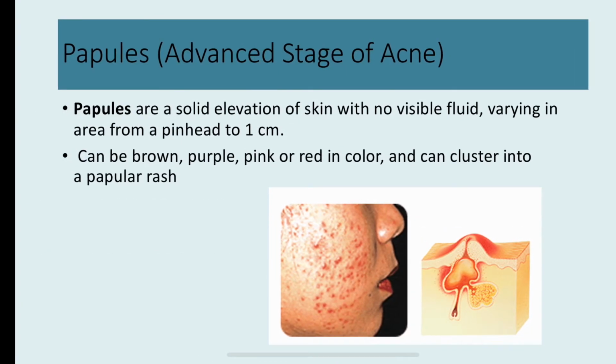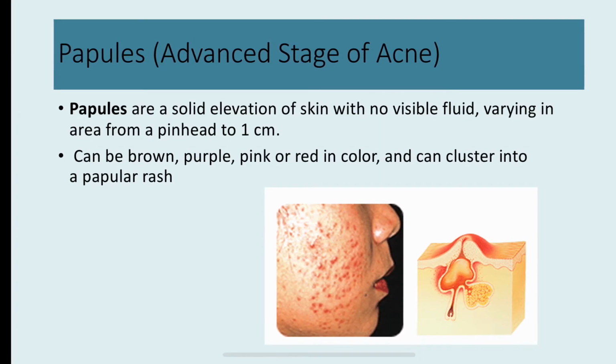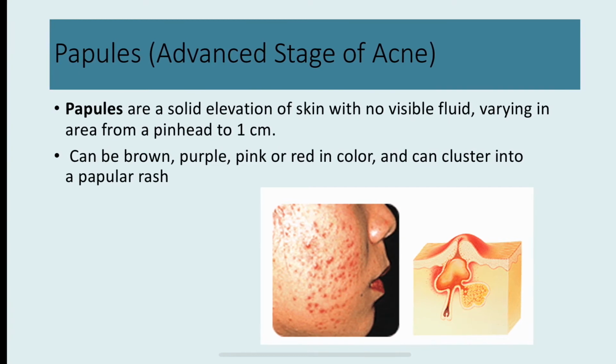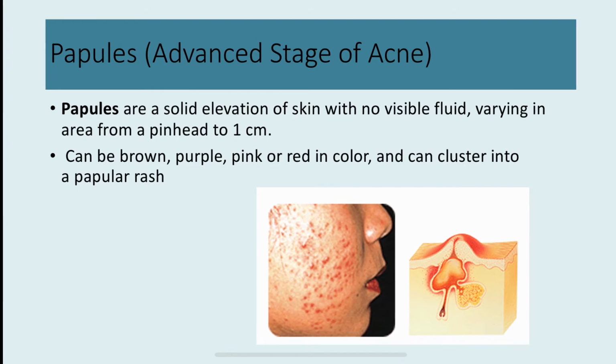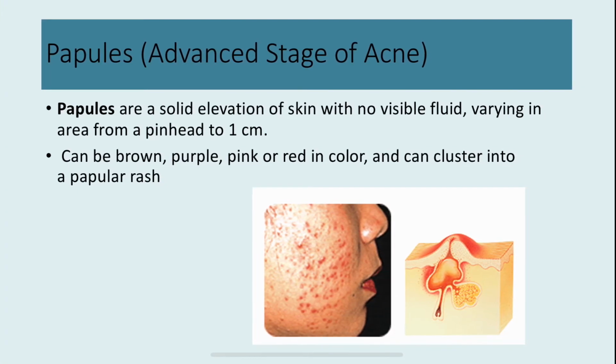Papules is the more advanced stage of acne and are a solid elevation of skin with no visible fluid, bearing an area from a pinhead to 1 centimeter. They can be brown, purple, pink, or red in color and can cluster into a papular rash.